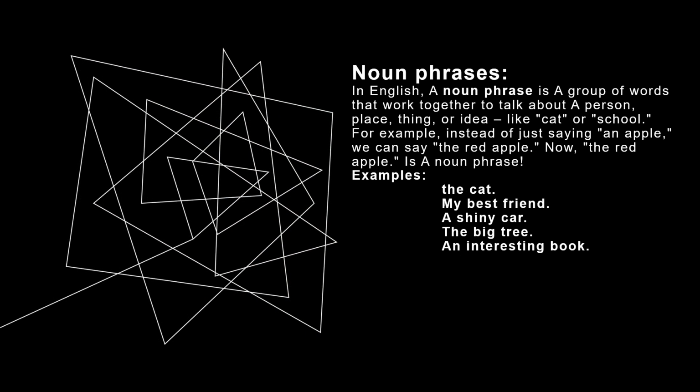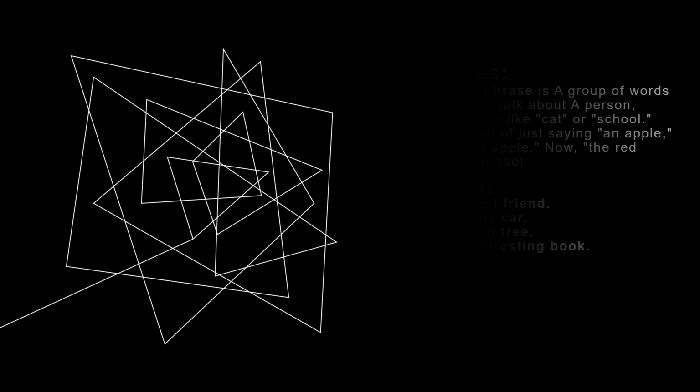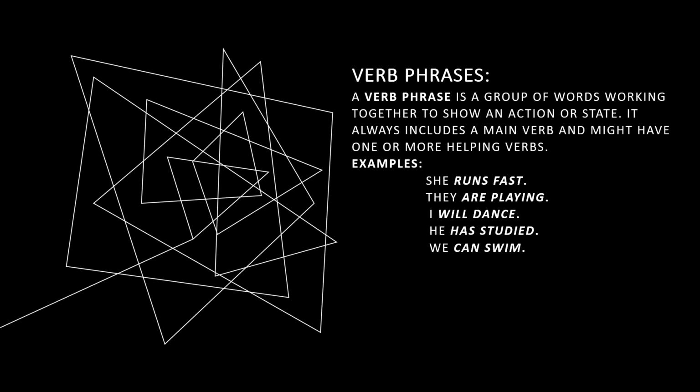Next is noun phrases. Noun phrases are a group of words that work together to talk about a person, place, thing, or idea, like cat or school. Next, verb phrases work together to show an action or a state.